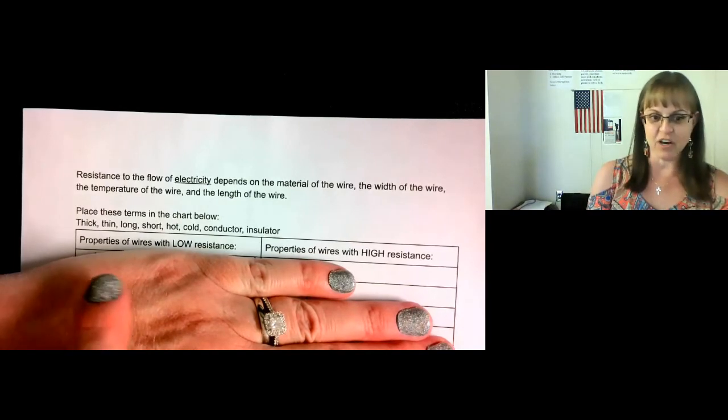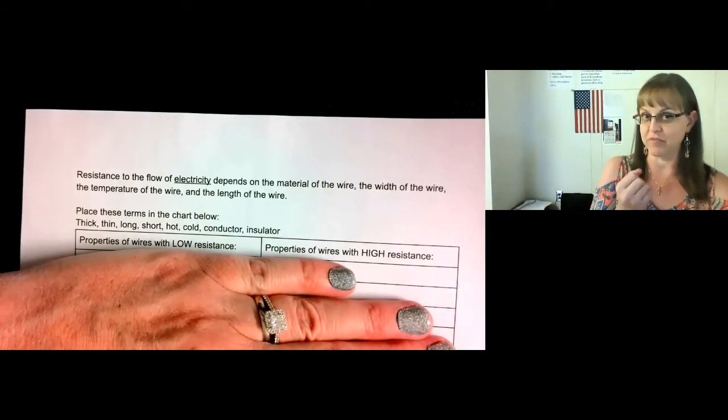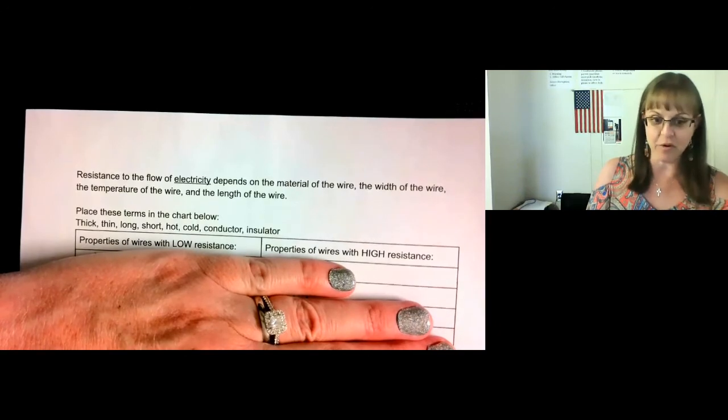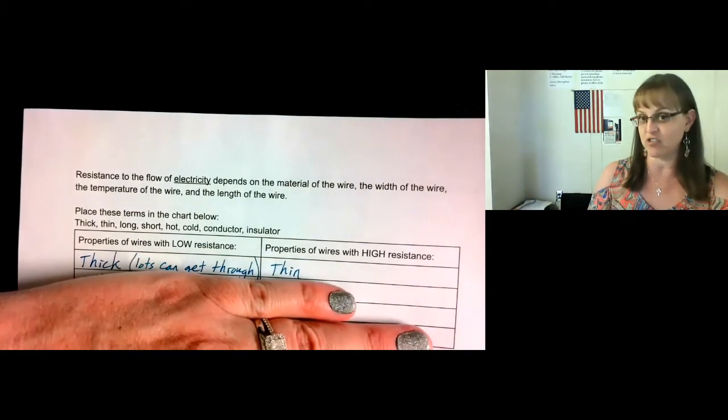Would a thick or a thin wire have more resistance? Remember, it's like a pipe. A thick pipe has room for lots of water. A thin pipe has room for a little bit of water. Therefore, a thick pipe has low resistance because lots of electrons can get through.